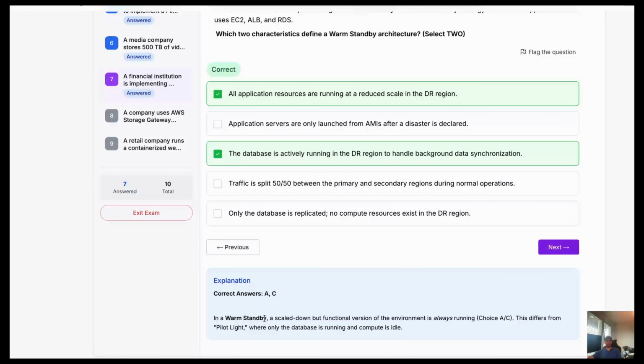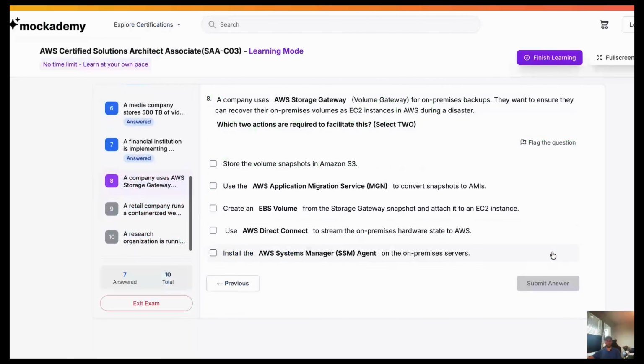In a warm standby, a scaled down but functional version of the environment is always running. This differs from pilot light, where only the database is running and compute is idle. Okay, going to the next question, question number 8.